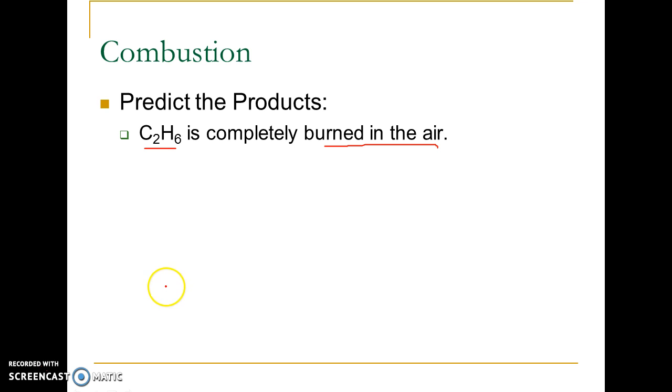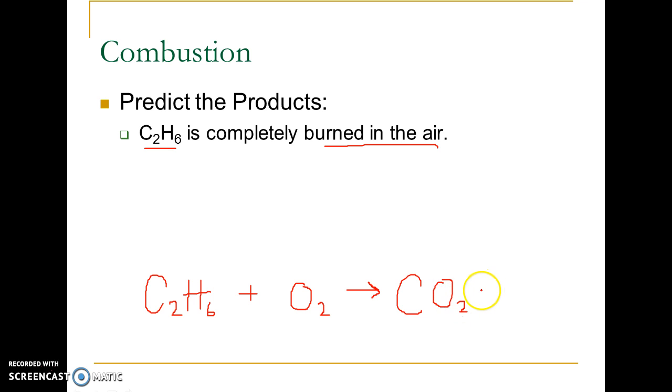So if you're writing this chemical equation, we have C2H6 plus oxygen. Remember that oxygen is diatomic, so when we write oxygen, we can't just write the O by itself. It has to be O2. It will yield our two products of carbon dioxide and water.